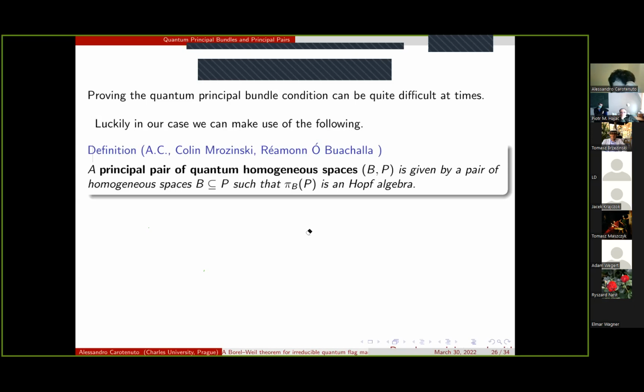Now I can ask, is this fibration principal? Is M over N a group? Of course, this is not always the case. I have to require that N is normal inside of M. And this in the quantum setting corresponds exactly to requiring that the space given by this quotient, pi B of P, gives a Hopf algebra.